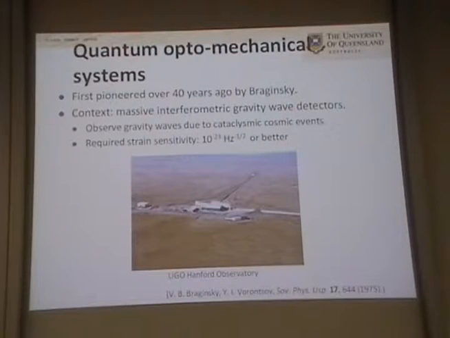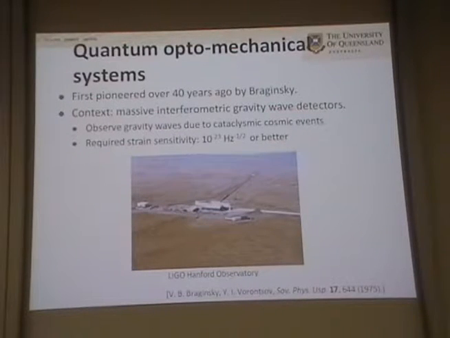Quantum optomechanical systems were first talked about by Braginsky about 40 years ago, in the context of gravity wave interferometers. These are massive interferometers with several kilometer arm lengths. The idea is that if there's a big astronomical event, if two neutron stars collide, or a binary inspiral or something like this, then that distorts space-time. And that distortion can be seen because if it's the right sort of distortion, it'll change the length of one of these arms and not the other. And if you interfere the light from both arms, you should see these gravity waves.